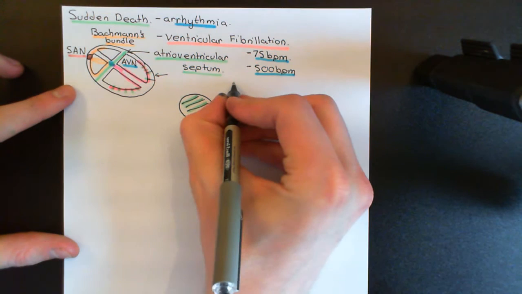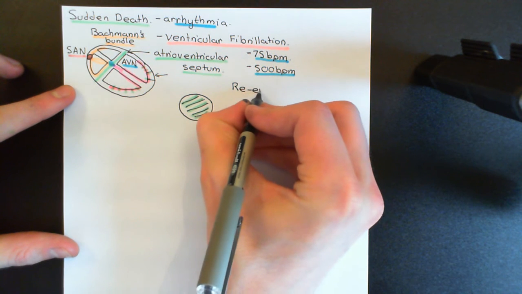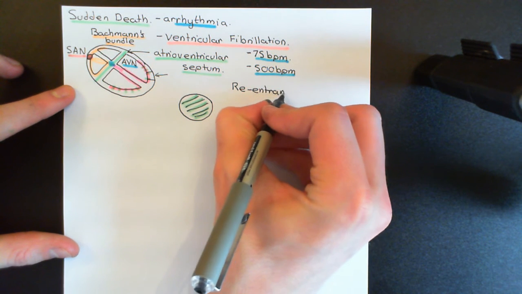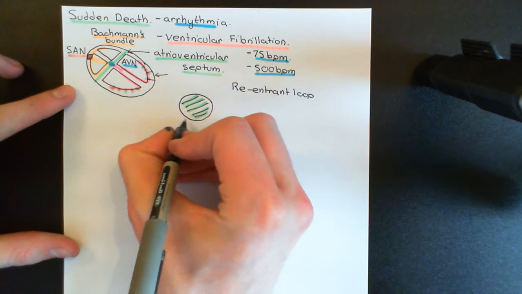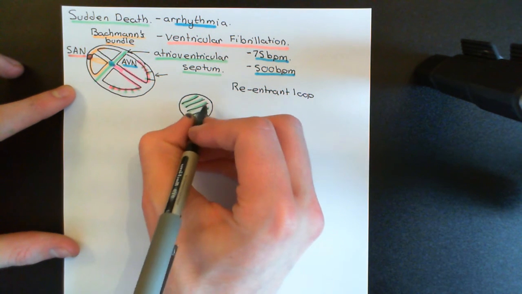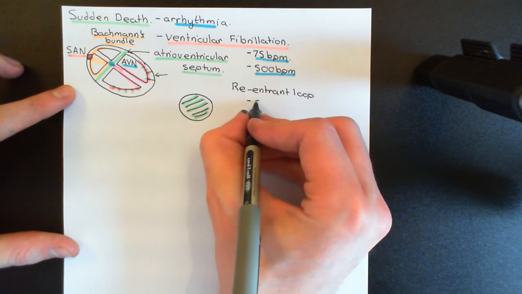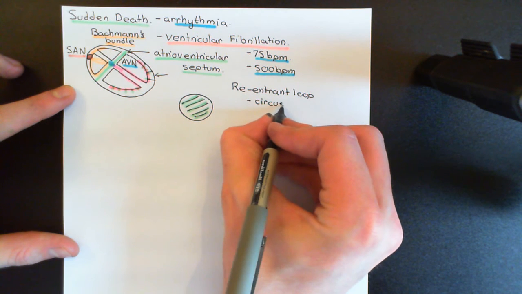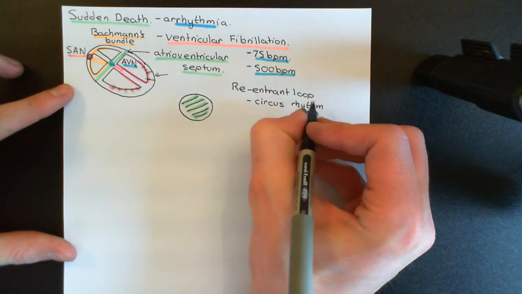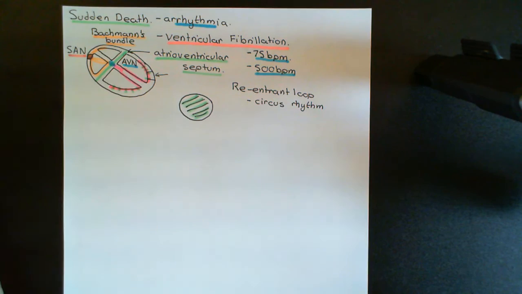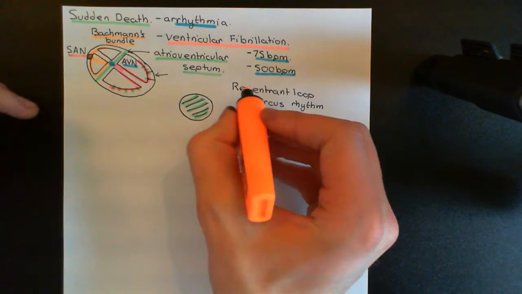Let me explain what is meant by a reentrant loop. A reentrant loop is a place where the electrical signal in the heart could potentially go round and round and round and continuously regenerate itself. And when electrical signals do this in the heart, it's known as circus rhythms. We say that you've got a circus rhythm operating around some reentrant loop. So let me just explain what's happened here.